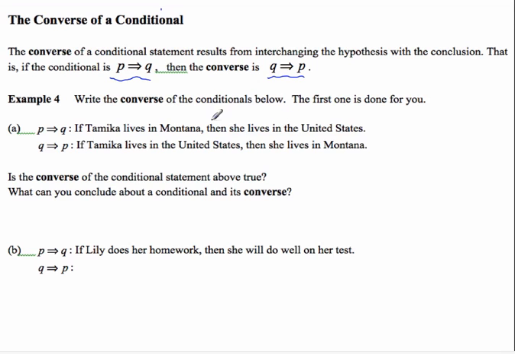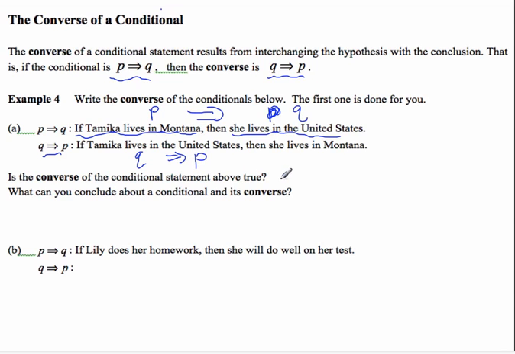If we look at this example, P implies Q, so this is: if Tamika lives in Montana, then she lives in the United States. So that's a conditional statement. And if we just reverse the order of the P and the Q, we have the converse. So this is the converse, and it's Q implies P.